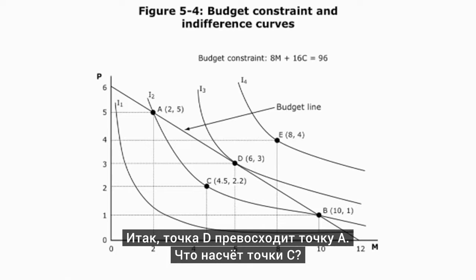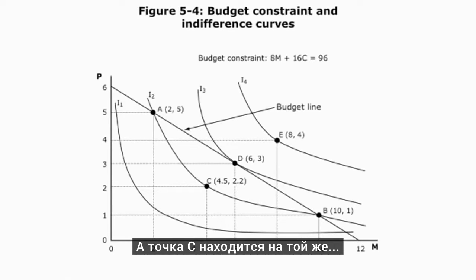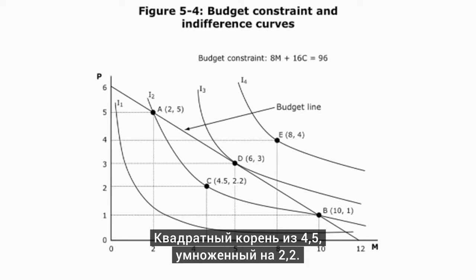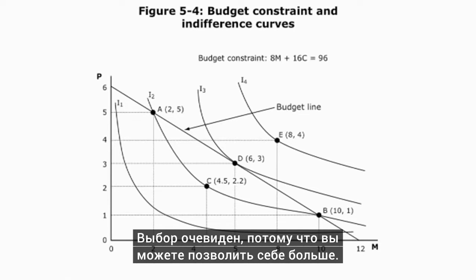What about point C? Point C is just an inward shift from point D, but here that's a dominated choice. Once again, utility is lower. It's the square root of 4.5 times 2.2, okay? And basically, that's dominated because you could afford more.